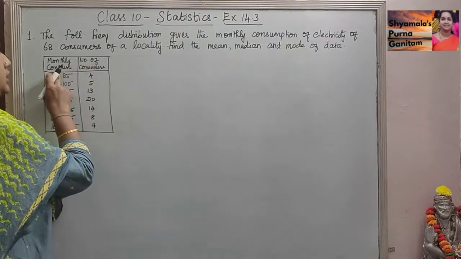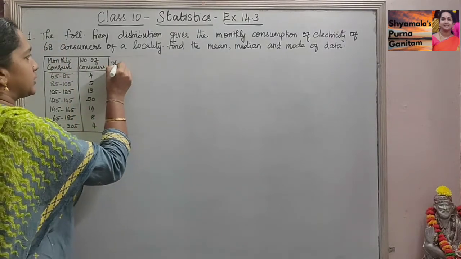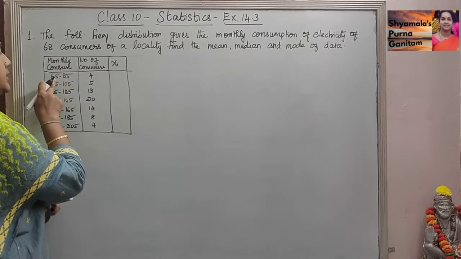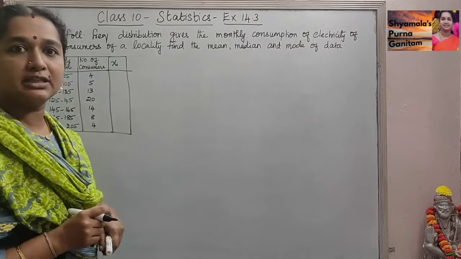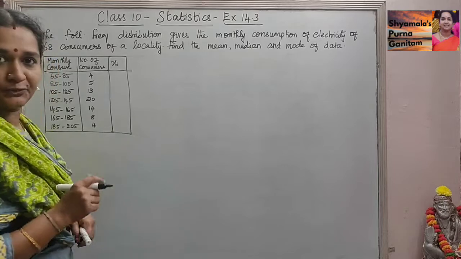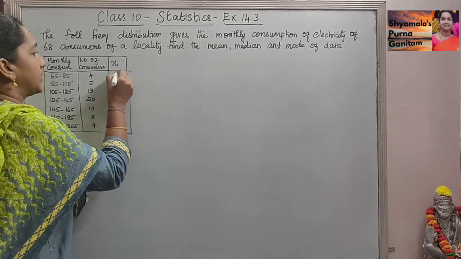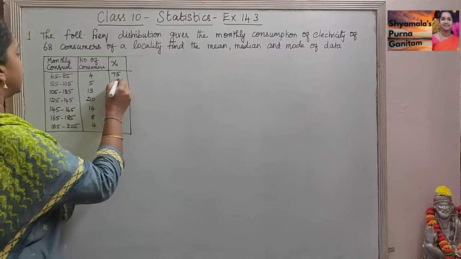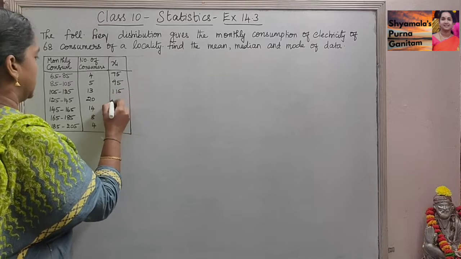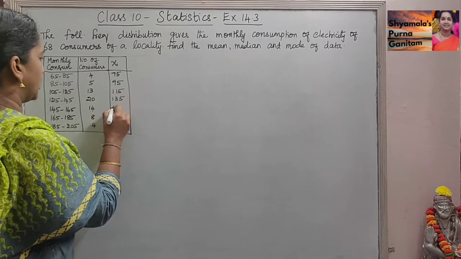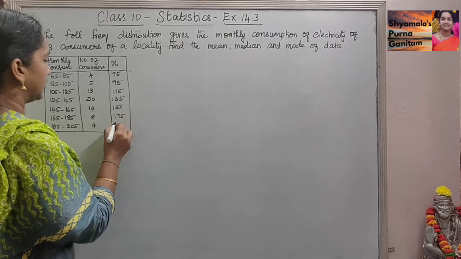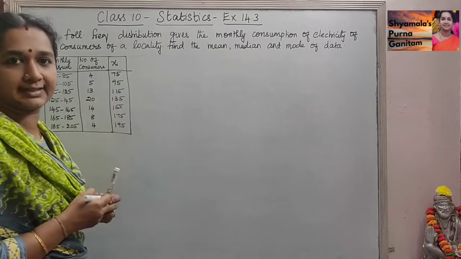So the first column is monthly consumption. First we will take xi. xi is the mid value, as you already know. So 65 plus 85 is 150, and by 2 is 75. So here we will get it like this: 75, 95, 115, then 135, then 155, 175 and 195. So this is the xi value.